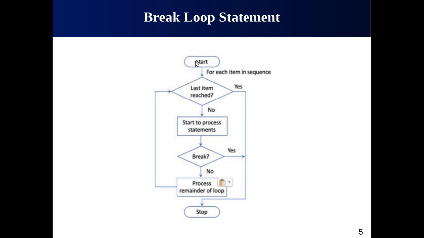Let us see. We start the program. If we have instructions before the for loop, then execute those instructions. Then we have to check the condition inside the for loop, whether we have reached the end of the items, whether the last item is reached. If no, you have to execute the statement inside the body of the loop. So execute the statement and then check the condition again.